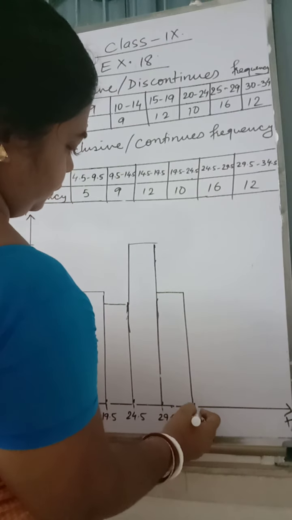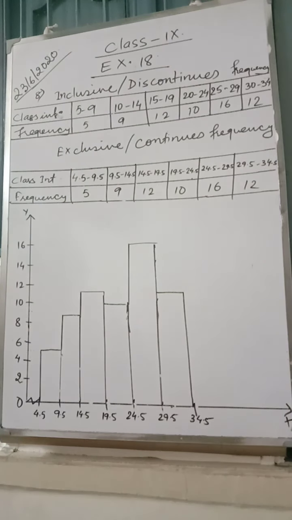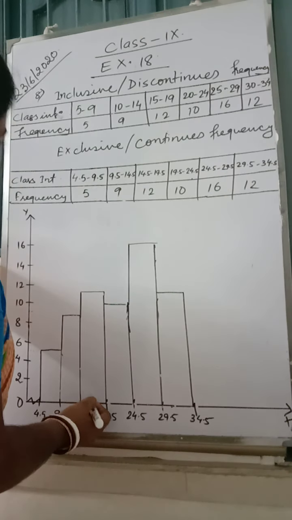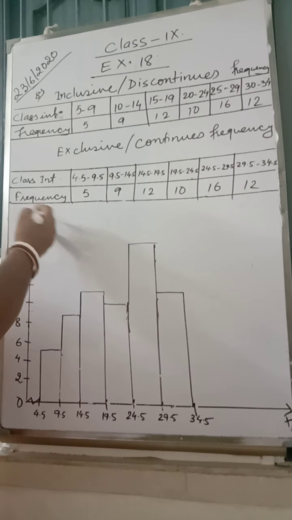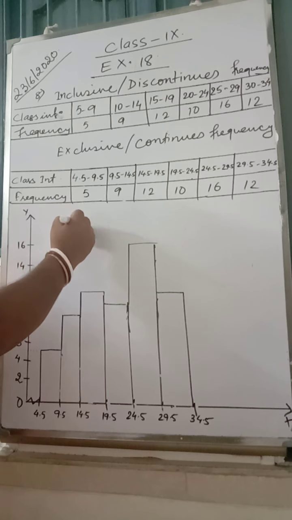This is 34.5. Now this is a histogram for this inclusive frequency distribution table, which is converted into an exclusive or continuous frequency distribution table, and then represented as a histogram. Now what is this? You can write: histogram, just histogram.